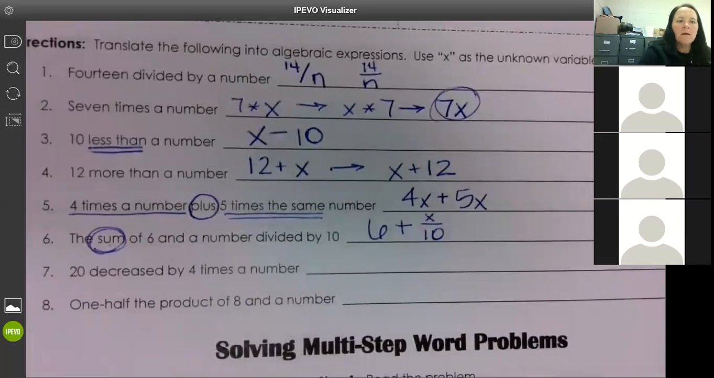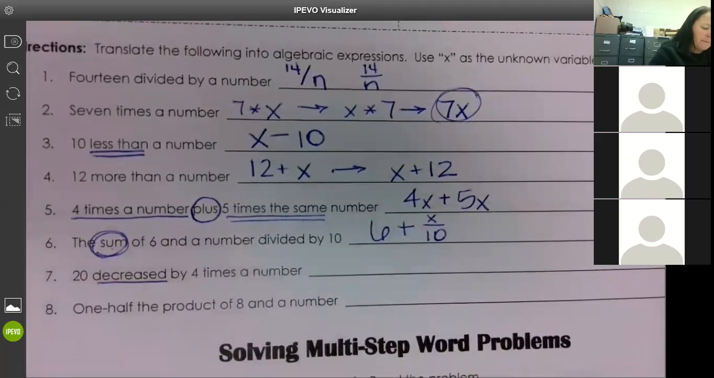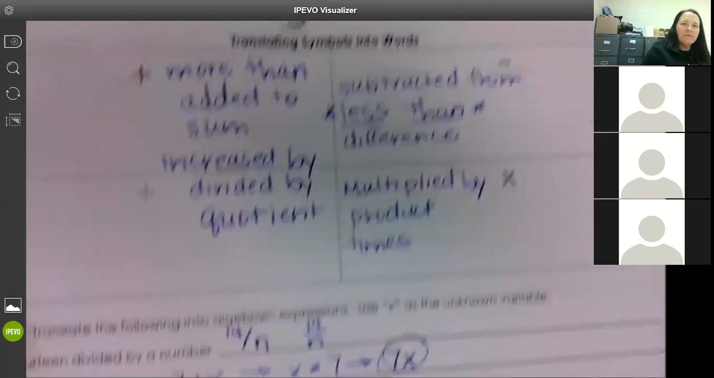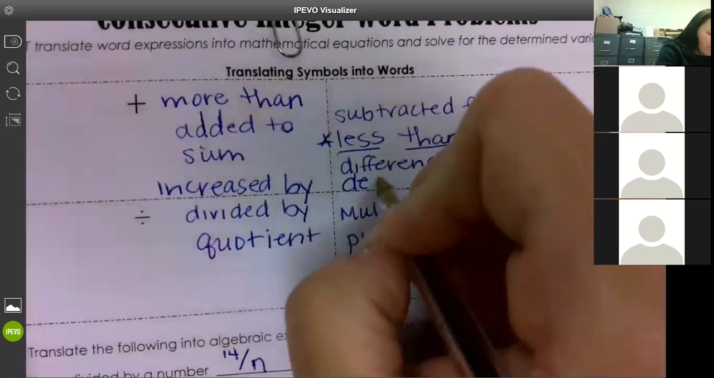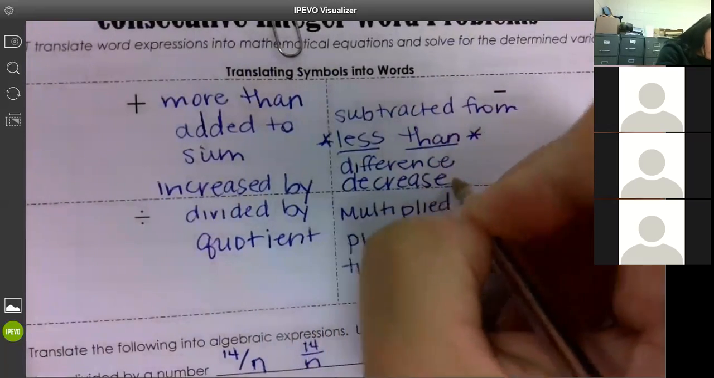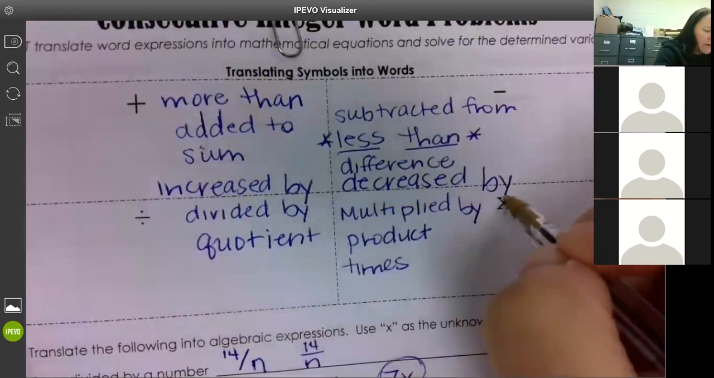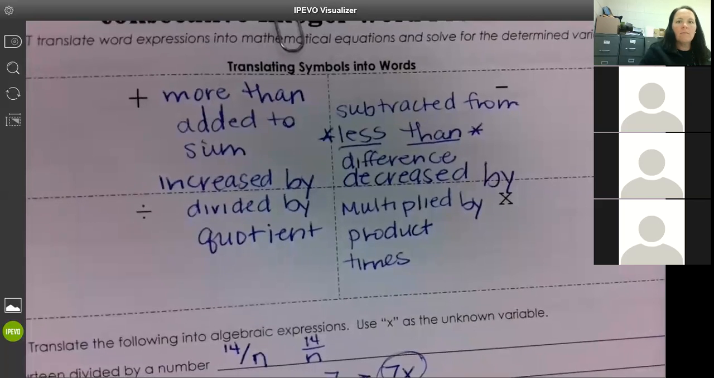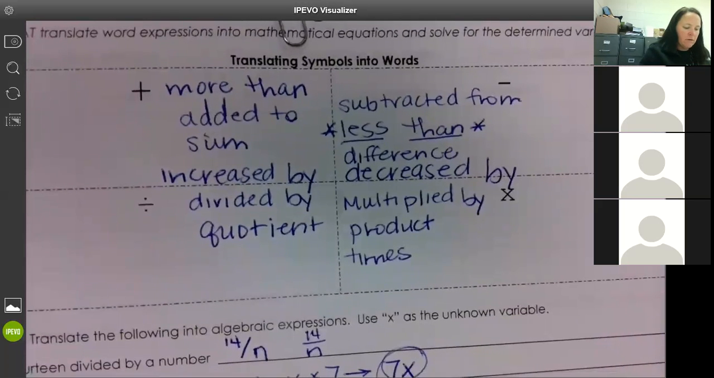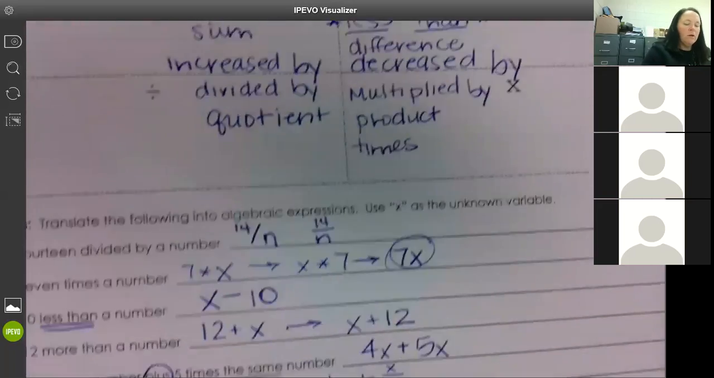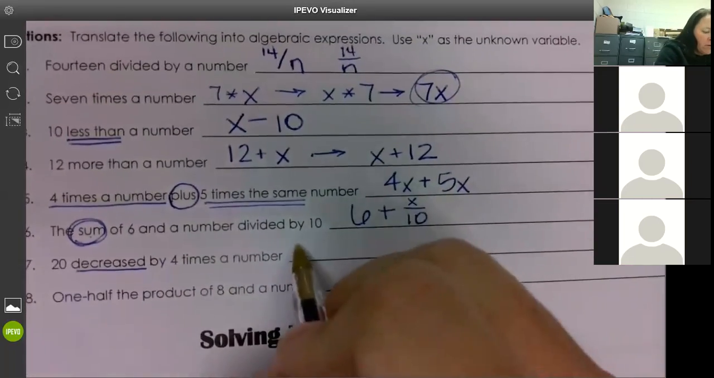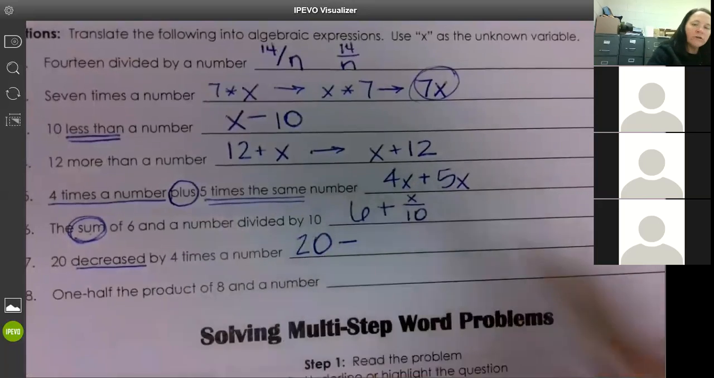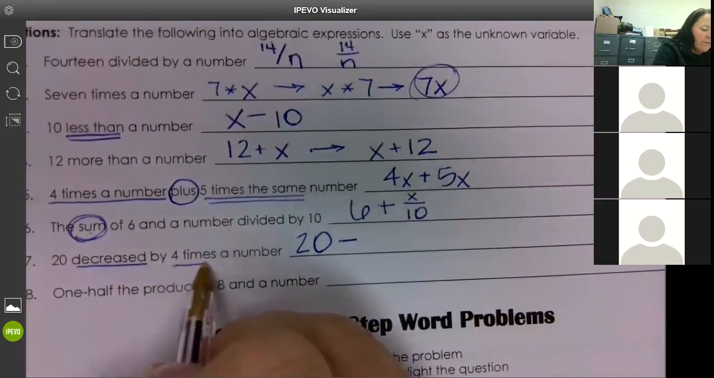Great job. All right, number 7, 20 decreased. What does decreased mean? Subtract. I didn't put that one up here, so I'm going to go back and put it right here. Subtract is also decreased by. So 20 decreased by, or 20 subtract. How do I write 4 times a number?